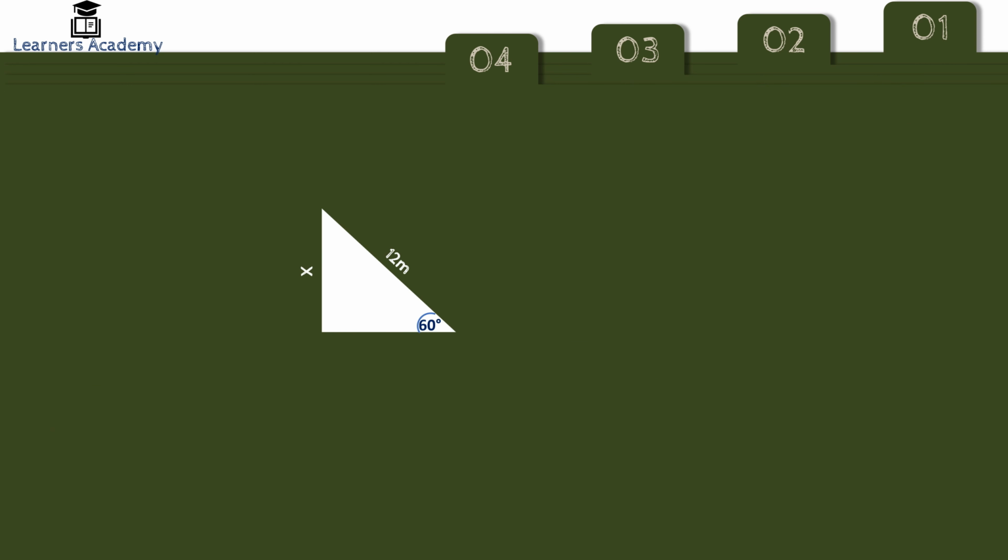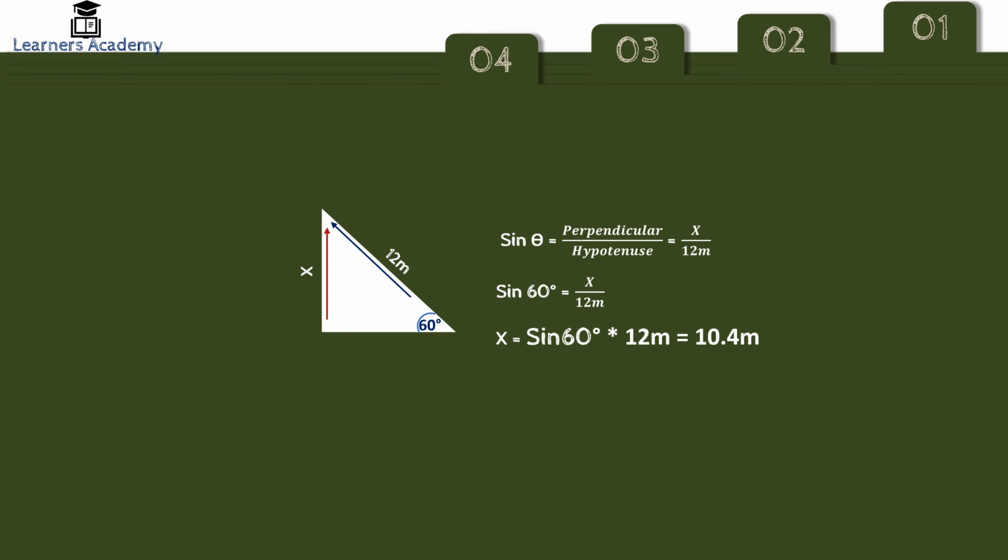In this last problem, we are given the hypotenuse of 12 meters and the angle of 60 degrees. Here we need to find the perpendicular. Let's assume perpendicular equals x. The ratio of perpendicular to the hypotenuse is sine theta. By applying sine theta and making x the subject, we will multiply 12 meters with sine 60 degrees to get 10.4 meters, which is the perpendicular.